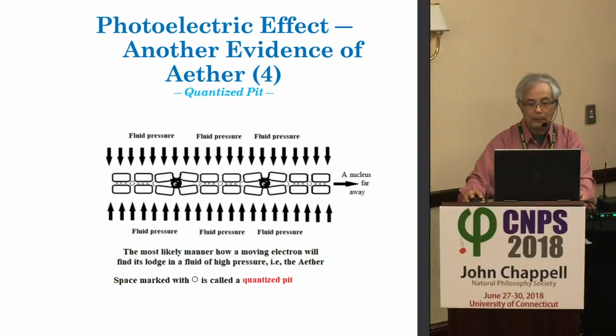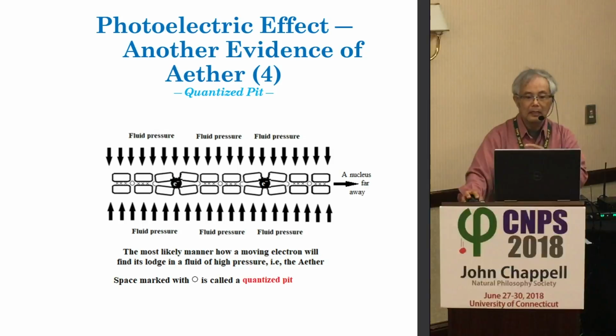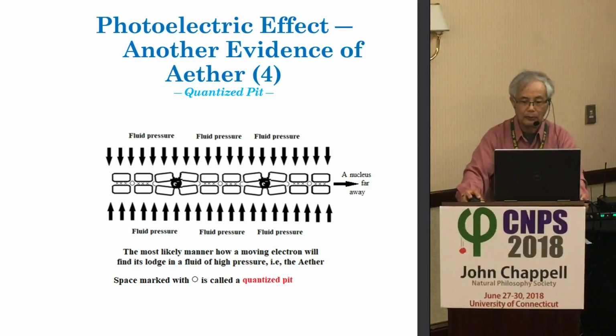Again, in this picture, we say that because of the size of the ether particle, the electron during its movement can stay at a certain distance from the nucleus, and then it makes the measurement of some physical quantity have a discrete value.